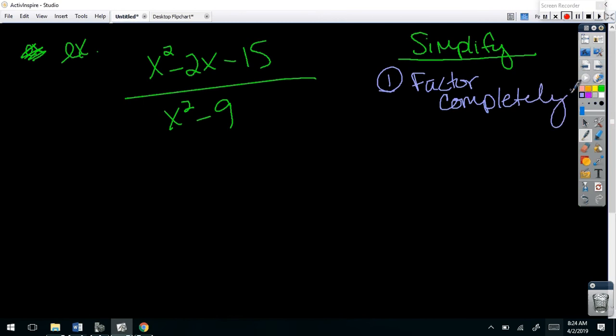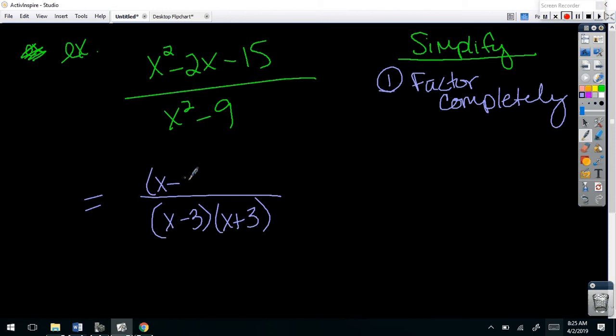X plus 3, x minus 3 on the bottom, that's right. It's a difference of 2 squares. And on top, x minus 5 times x plus 3. This is an easy factor because the leading coefficient is 1. Anybody confused? Yes, all the factoring stuff's going to come up, even sum and difference of cubes. All of that will come back up.